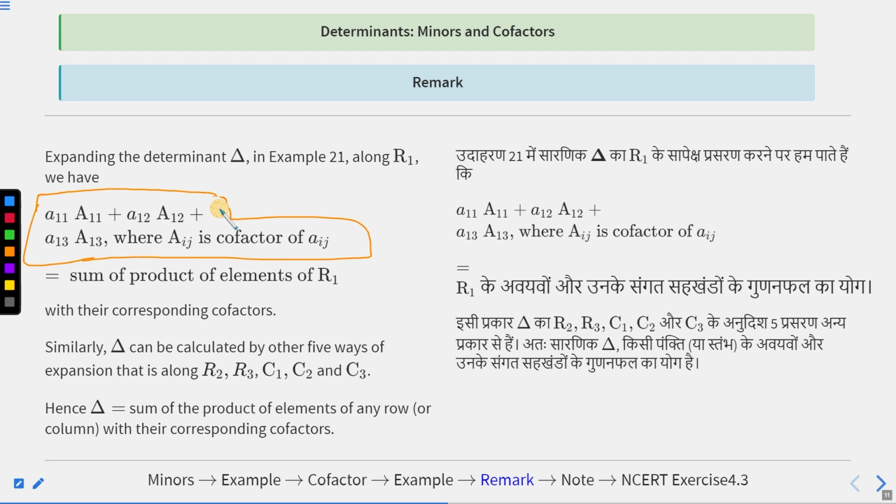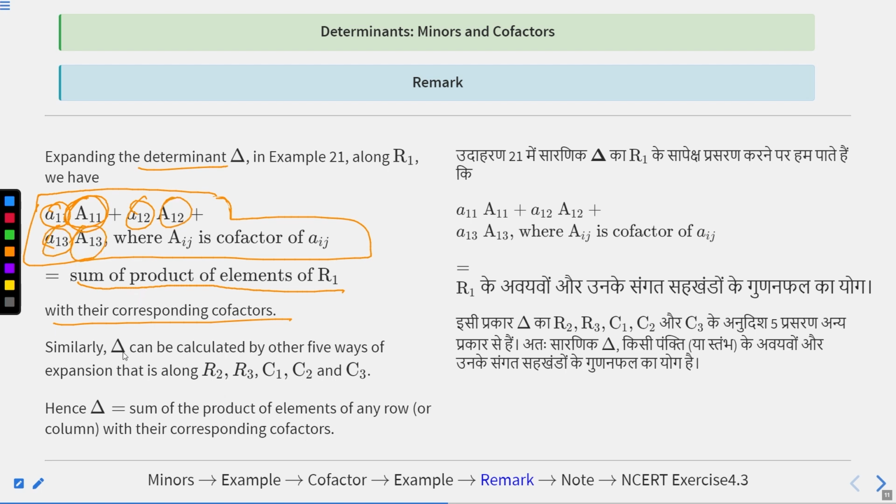This is it in terms of cofactors. Simple. So in order to find your determinants, you can also find the determinant using cofactors. Okay, clear? And this will be nothing but the sum of products of elements of R1 with their corresponding cofactors. That's what is happening. So it is the product of each element with its corresponding cofactor. That's it. Clear?